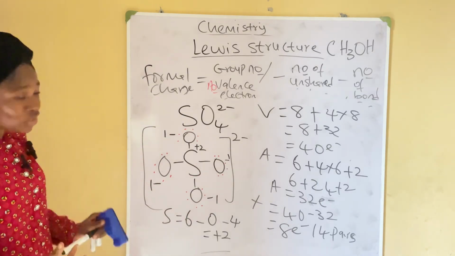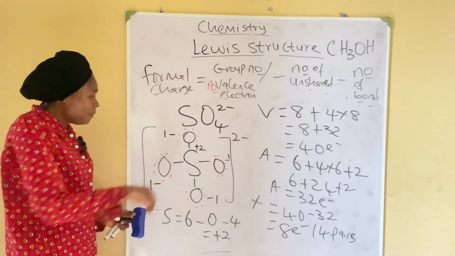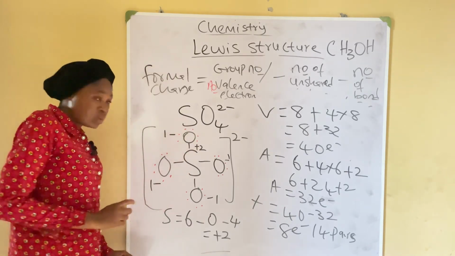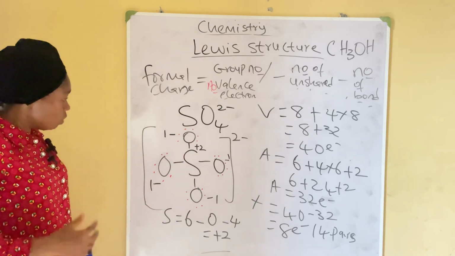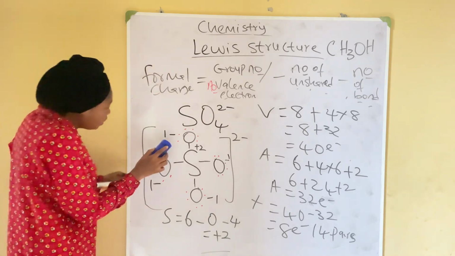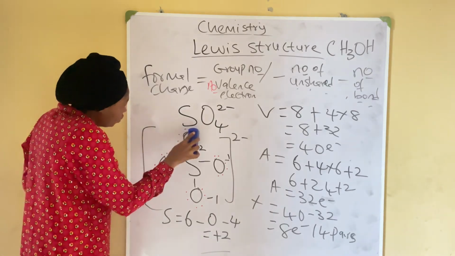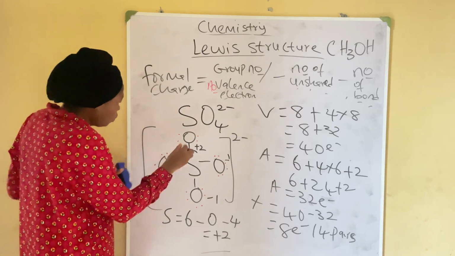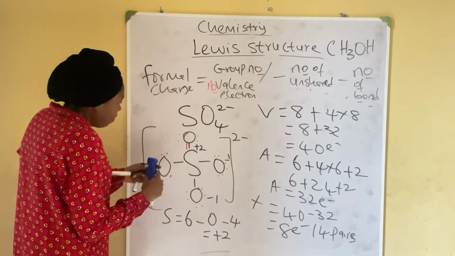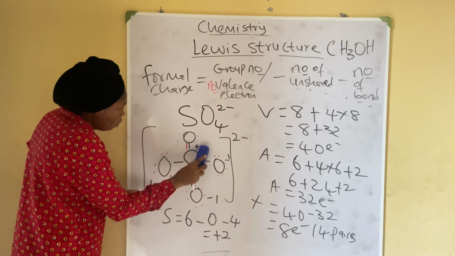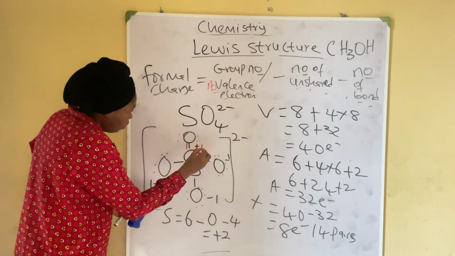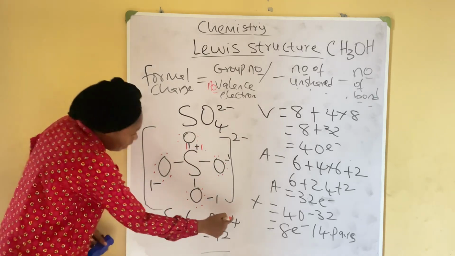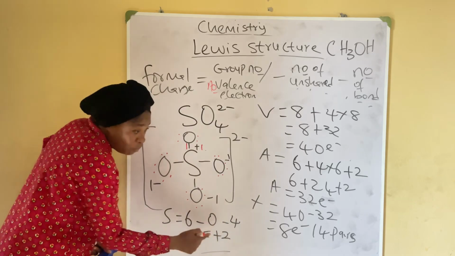But is this structure actually the most suitable? Remember, the one where sulfur has a formal charge of 0, the lower formal charge, is the most stable structure. So if I remove 2 electrons from this oxygen and put a double bond here, this sulfur will be plus 1, because now I have 5 bonds. 6 minus 5 is plus 1.